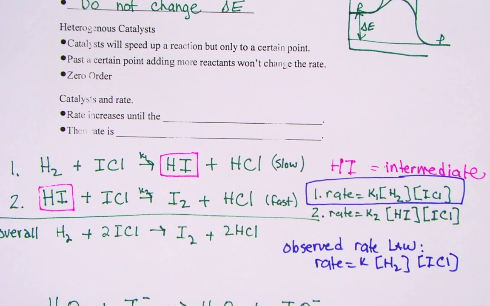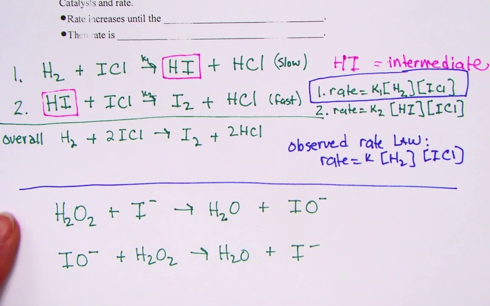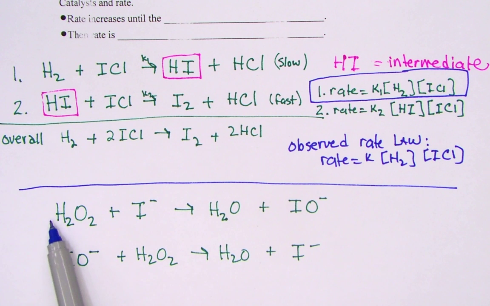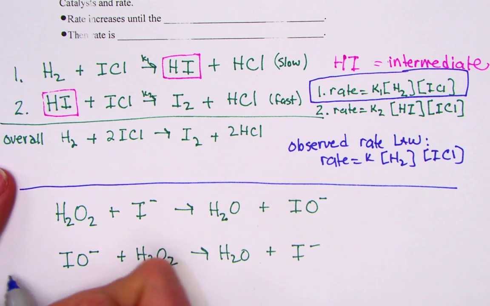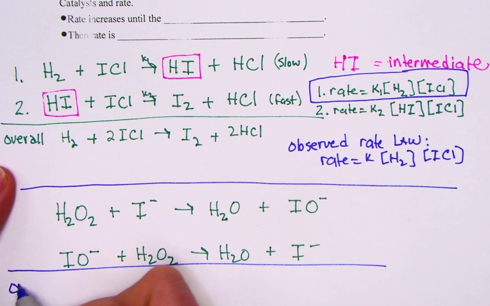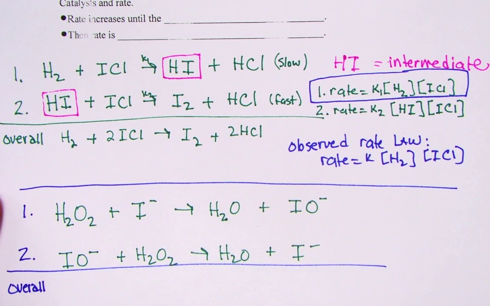Now let's compare this to a second example I have written down below. Here we have a molecule of peroxide, H2O2, plus I negative, forming water and IO negative. IO negative then reacts with H2O2, producing water and I negative. We have some overall equations to consider. The overall equation is simply adding together both elementary reactions, simplifying what we can.